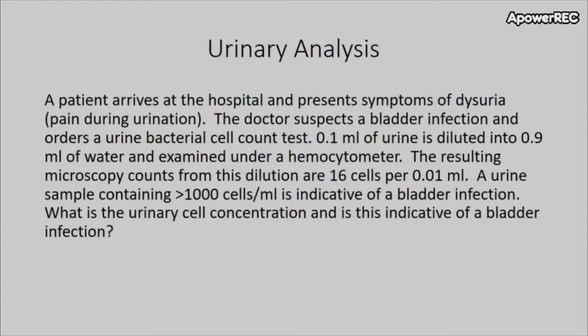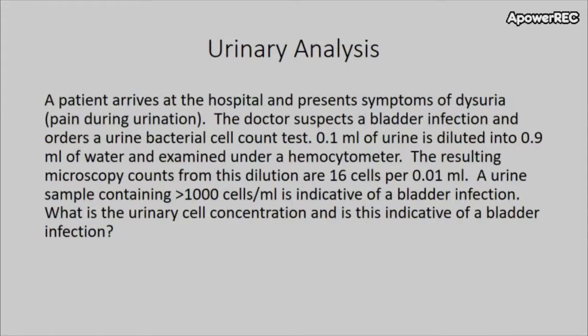So a sample containing more than 1,000 cells per milliliter of urine is indicative of a bladder infection. So what happens is the urine is collected in a sterile container, and then 0.1 mils of that urine is diluted into 0.9 mils of water in this example. And so what should the total be? That's right, the total should be 10 mils. So we have 0.1 and 10 mils.